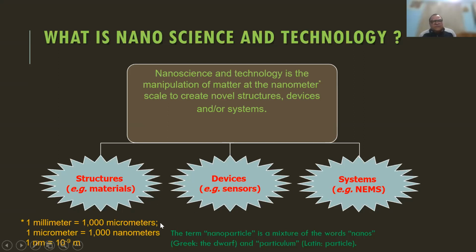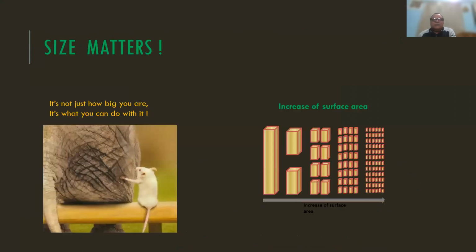To make it further simple, 1 millimeter equals 1,000 micrometers. 1 micrometer equals 1,000 nanometers. So 1 nanometer equals 10 raised to the power minus 9 meters, that is, 1 billionth of a meter. The term nanoparticle is a mixture of the word nanos, a Greek word meaning dwarf, and particulum, Latin for particle. So this is in brief about nanotechnology.